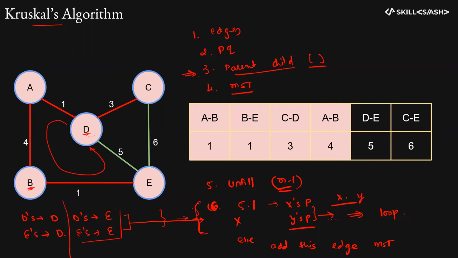But the core logic is that if the parent of both D and E are the same, obviously it is going into a loop, and that's why we will not add DE into the minimum spanning tree. We'll see this logic later on. But right now, let's understand that if this logic is already implemented somewhere and we have that function, how can we implement the minimum spanning tree for Kruskal? And then we will see this logic. Clear? Yes, Dhaval. So we'll see this part.